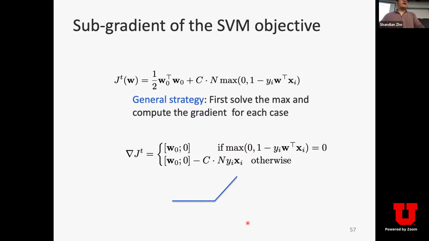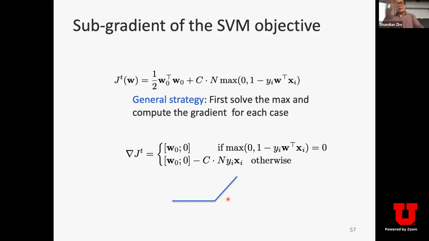And of course, you can have many other choices. For example, you can draw a line here and calculate the slope of this line as a subgradient as well. It's up to you. But here we just pick the most naive, most straightforward subgradient. Any questions so far?